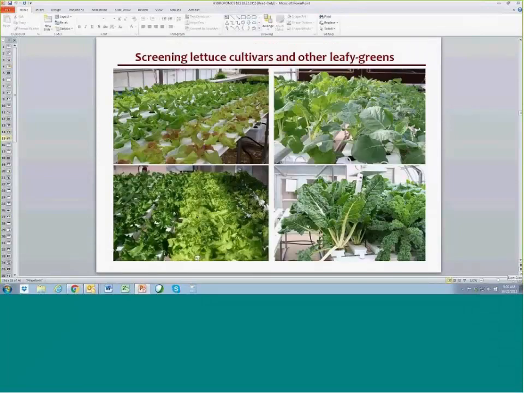And this is just a much more advanced stage. Some of them are close to maturity. You see the different lettuce types on the top left. You see some mustards and kale and Swiss chard, and then some more mature dark and loose leaf lettuce on the lower left. Next.